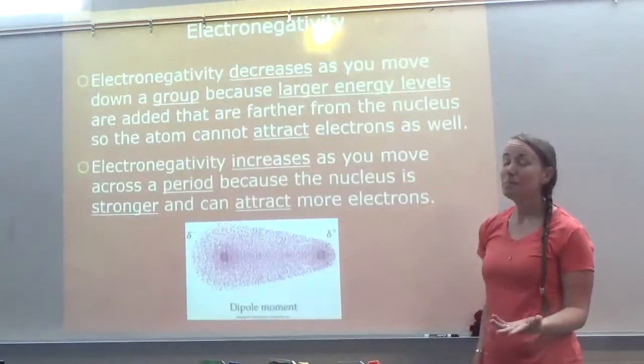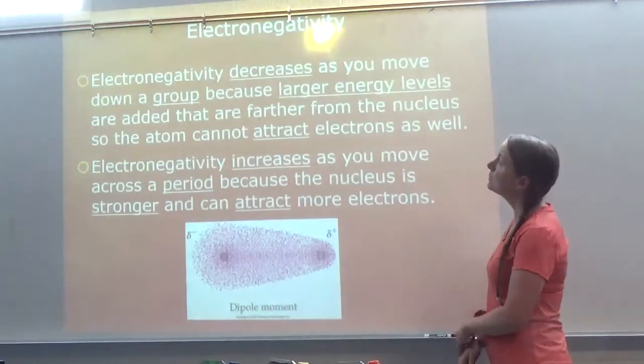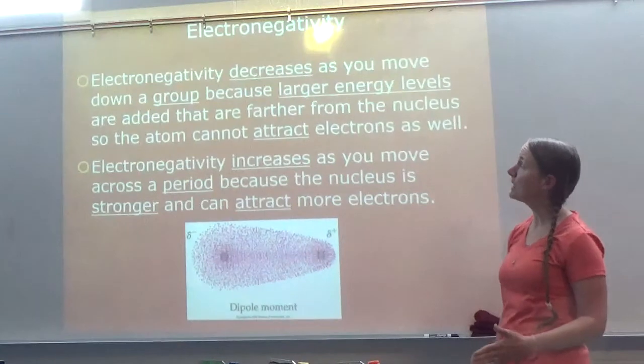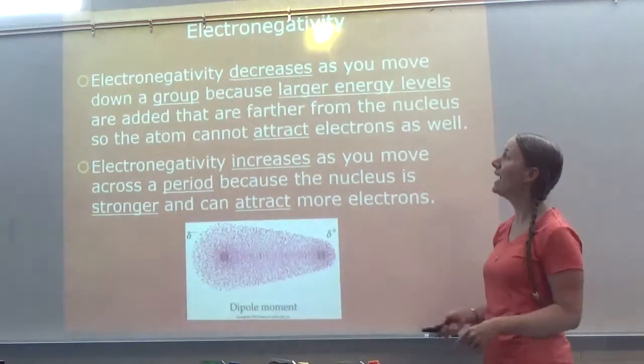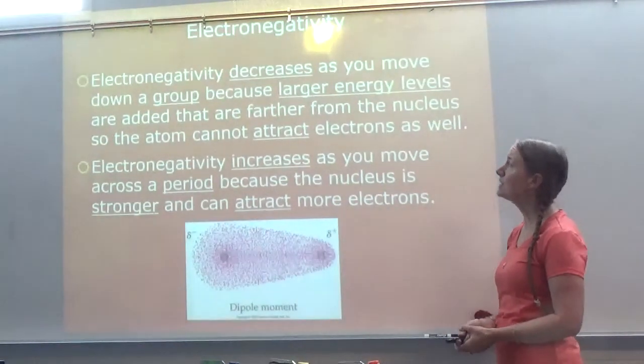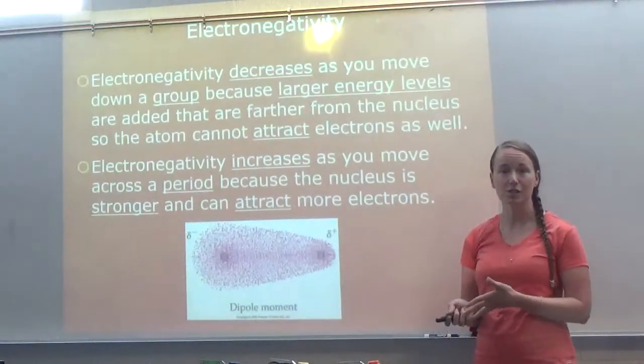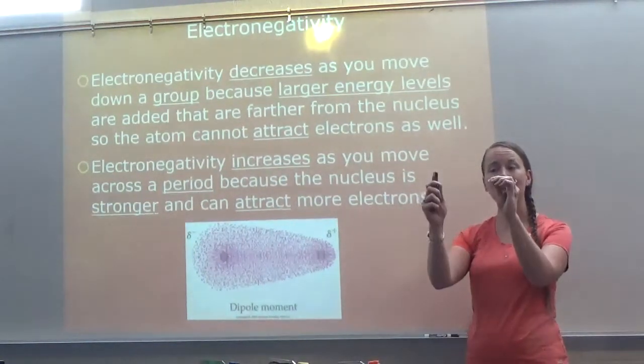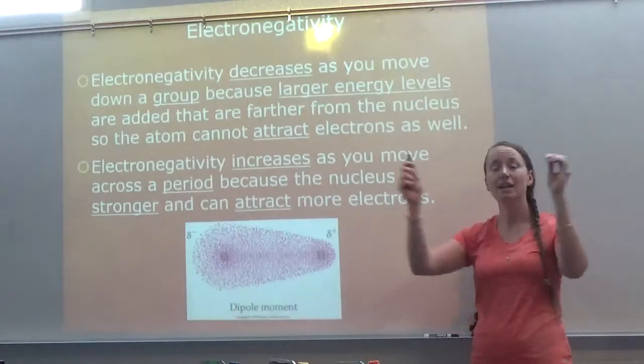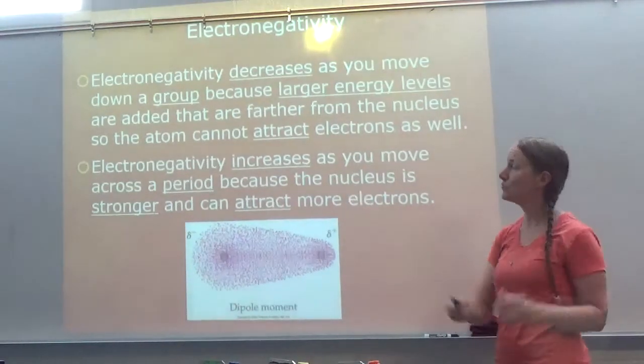So why does this happen? Well, the same reason as with all the other ones. So electronegativity decreases as you move down a group because larger energy levels are added that are farther from the nucleus, so the atom cannot attract electrons as well. Remember, it's like a magnet. If I have two magnets close together, they can attract each other easily. If they're further apart, it's harder to attract one another.